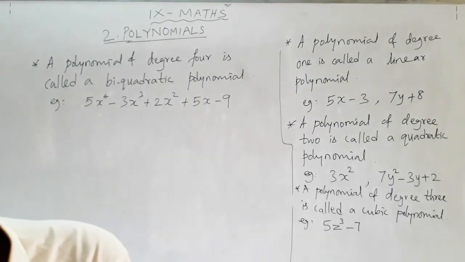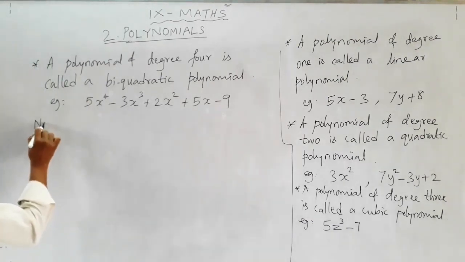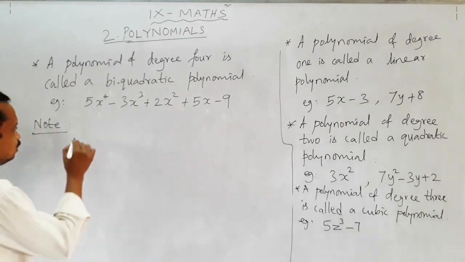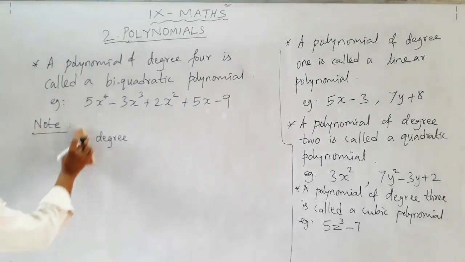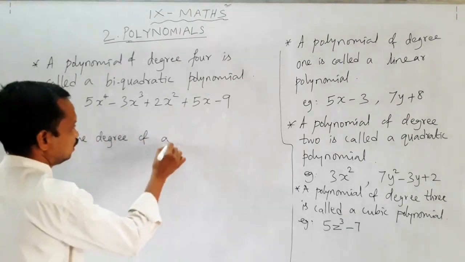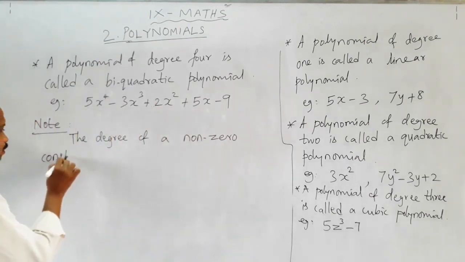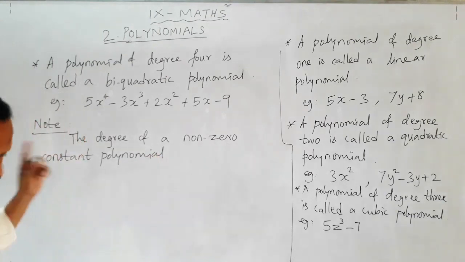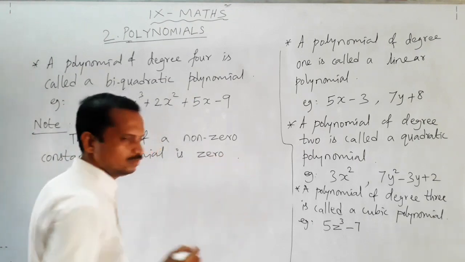Now we are going to see the degree of a non-zero constant polynomial. Take this as a note. The degree of a non-zero constant polynomial is 0. 0 means the number 0.